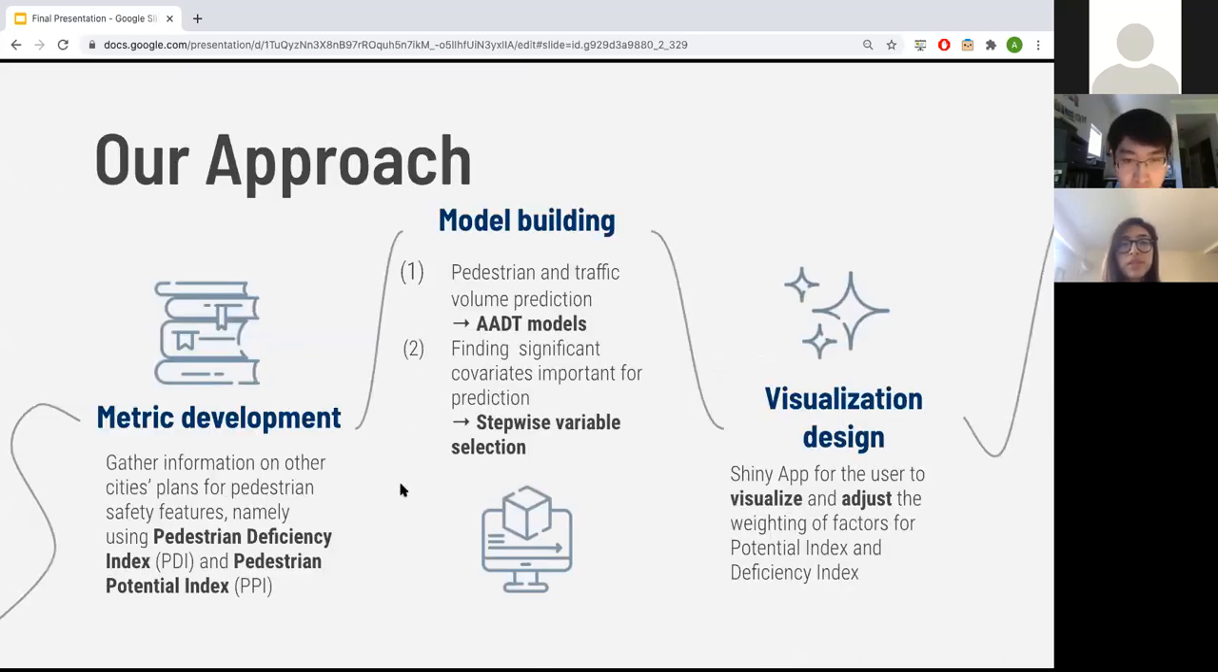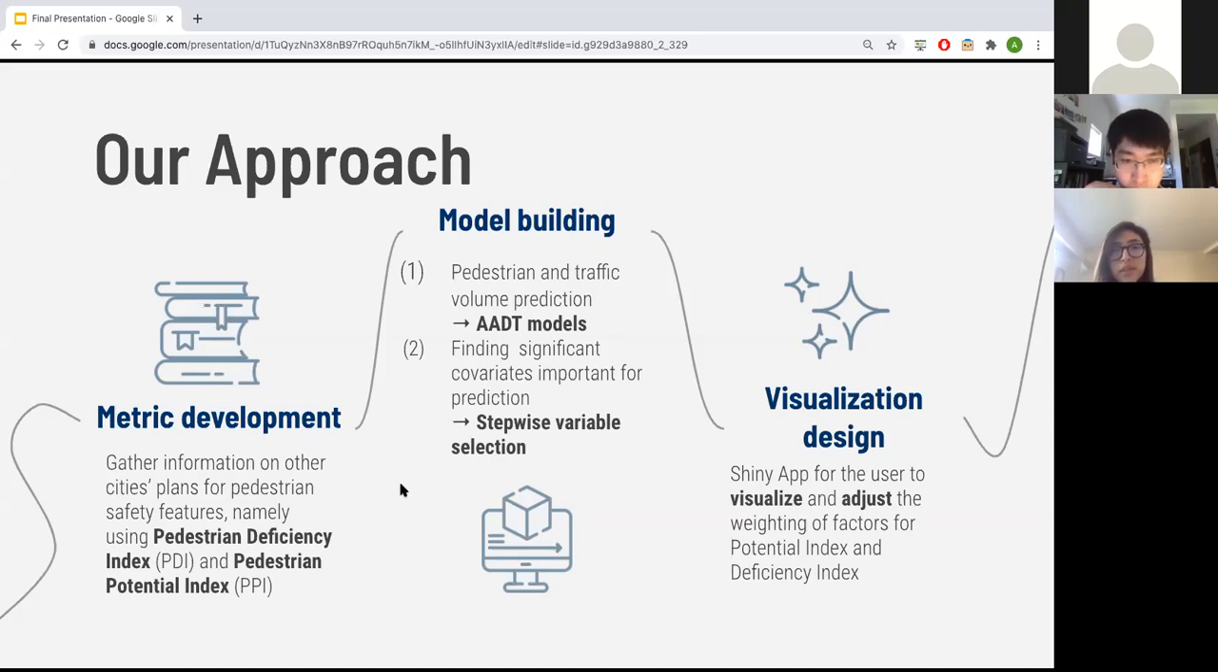And in summary, our approach: first we decided to develop a measure, and we did that by gathering information on how different cities plan for pedestrian safety. So we found these two indices that were built by the City of Portland originally for determining where to put sidewalks and where to improve them. And we decided to take them and adapt them for this project. So the two indices are the deficiency index and the potential index.